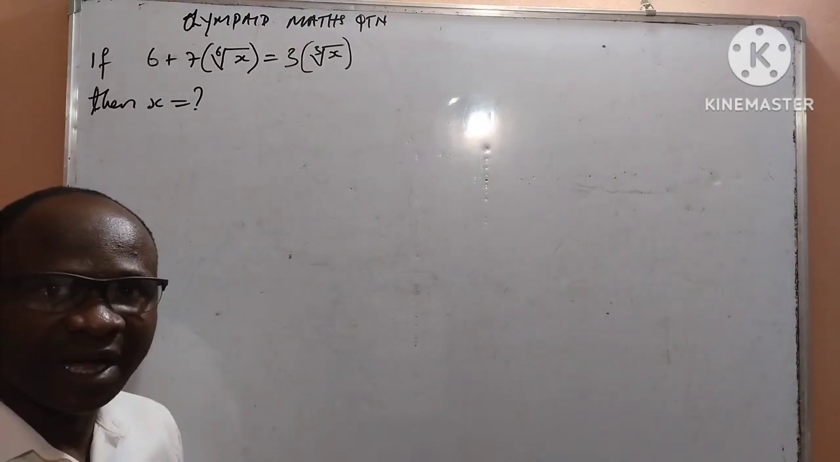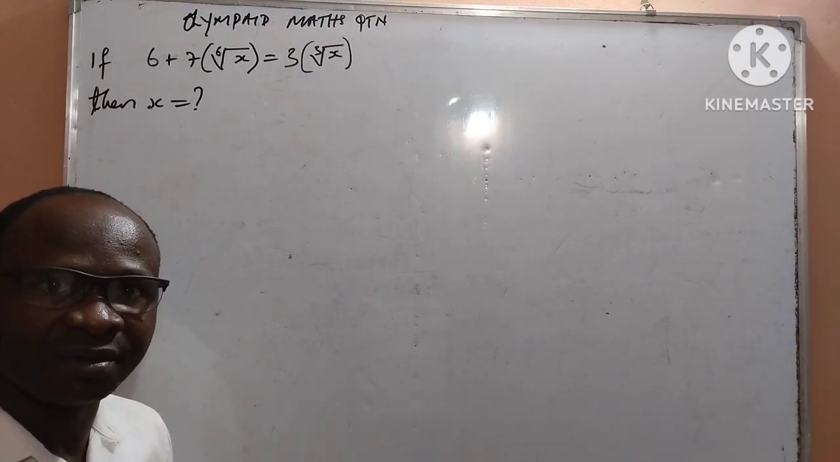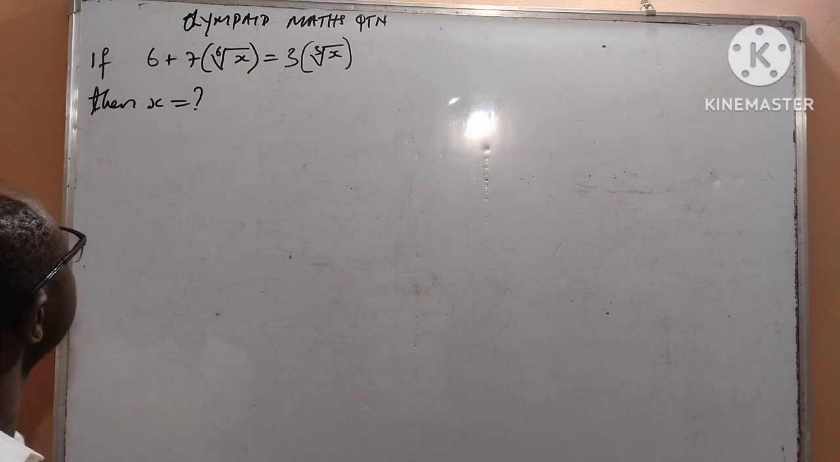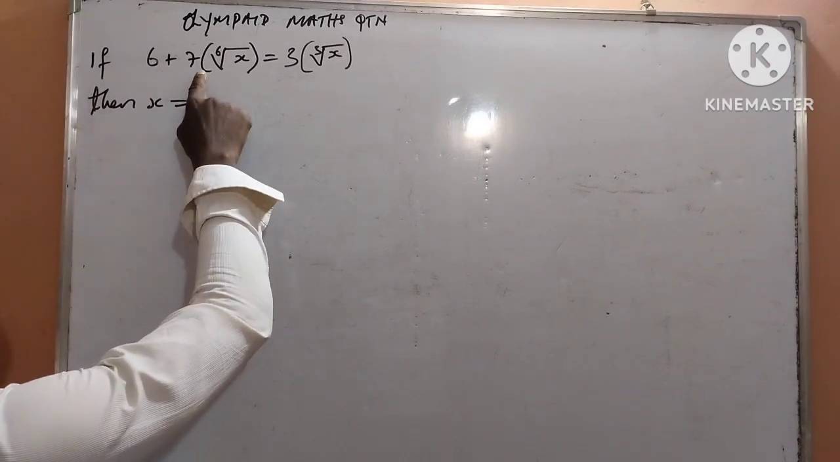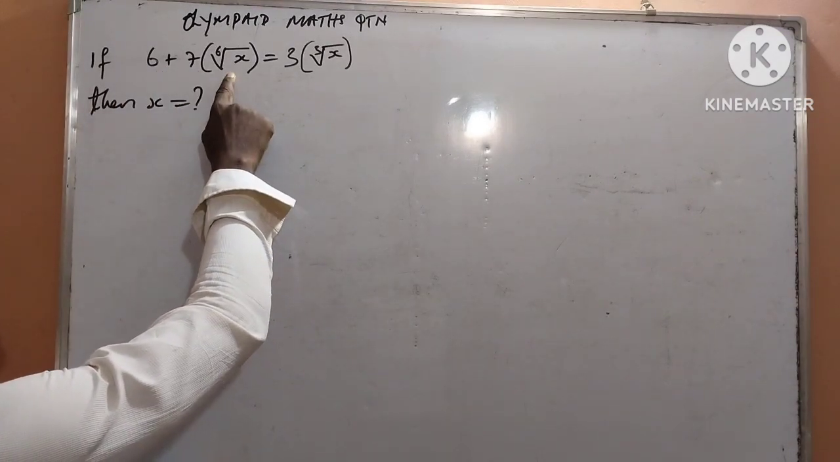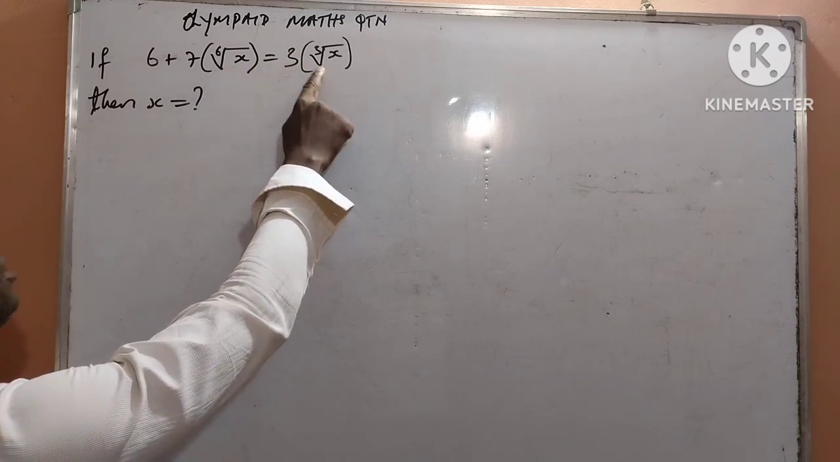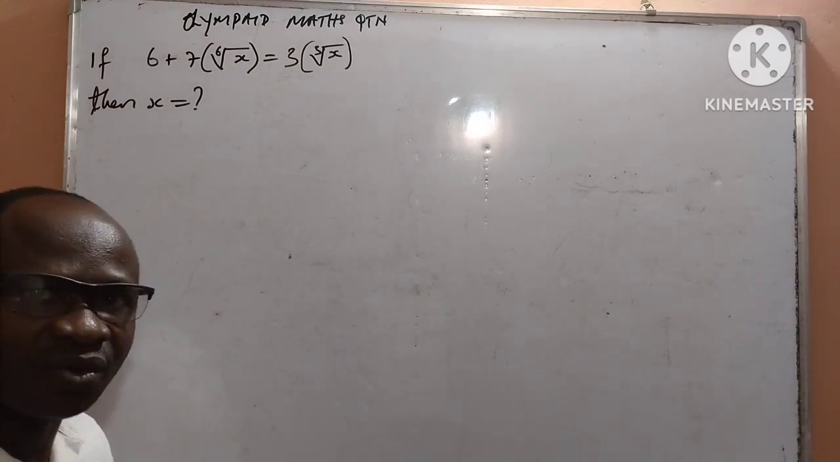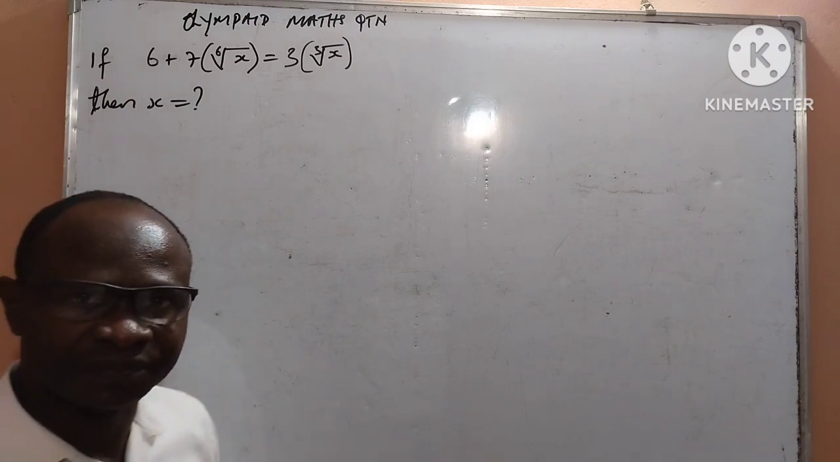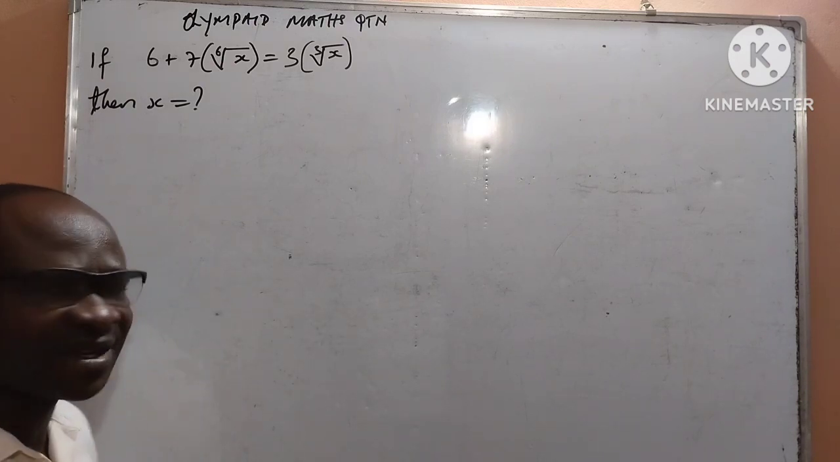Today, we want to solve an Olympiad mathematics question written on the board. It is given that 6 plus 7 multiplied by the 6th root of x is equal to 3 multiplied by the cube root of x, then what should be the value of x? We are expected to find the value of x.